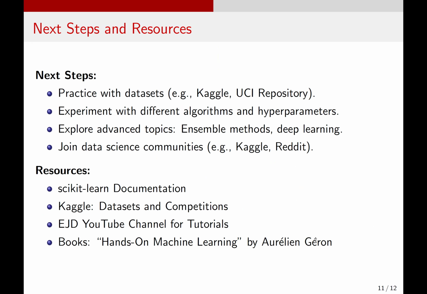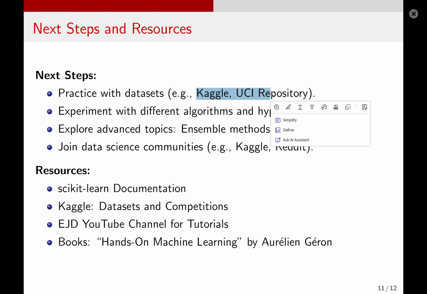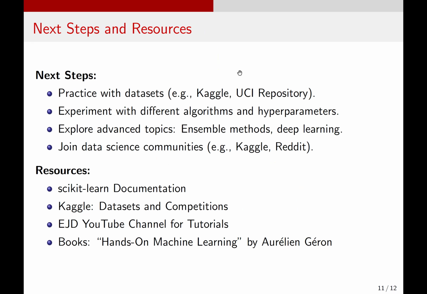So, next steps and resources: you want to practice with data sets, which you can get freely on Kaggle or the UCI repository. Okay, I think is this clickable? It's not clickable. All right. So you can go for Kaggle or use the UCI repository. Then you can experiment with different algorithms and hyperparameters. Sometimes you don't know the best model. You have to keep trying to see the one that gives you the best results. Then you need to also explore advanced topics like ensemble methods and deep learning, right? I mean, we go as far as deep learning. Let's see how that goes.